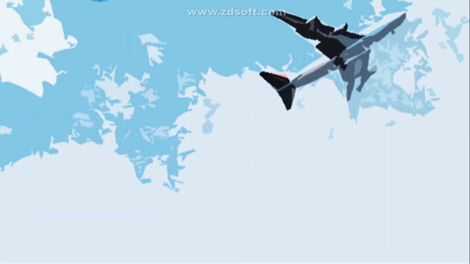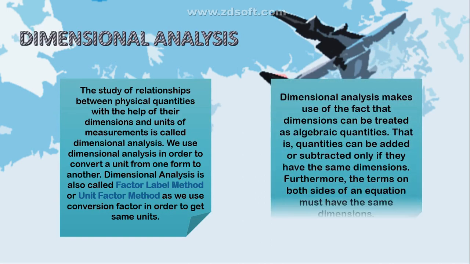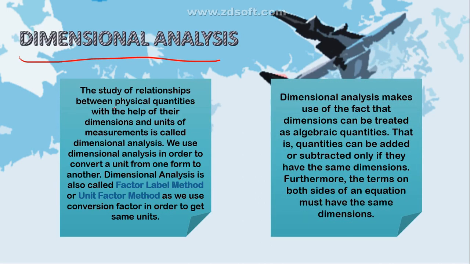So, we have what we call dimensional analysis. Dimensional analysis is the study of relationships between physical quantities with the help of their dimensions and units. We use dimensional analysis in order to convert a unit from one form to another. For example, we have the metric system unit. We can convert it to the English system unit and vice versa. It can be reversed. Dimensional analysis makes use of the fact that dimensions can be treated as algebraic quantities.